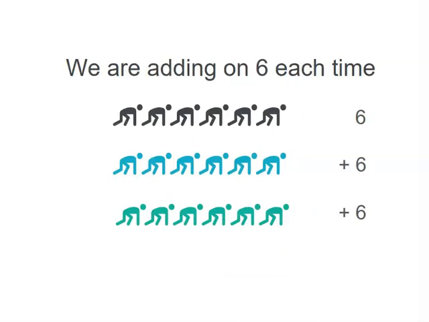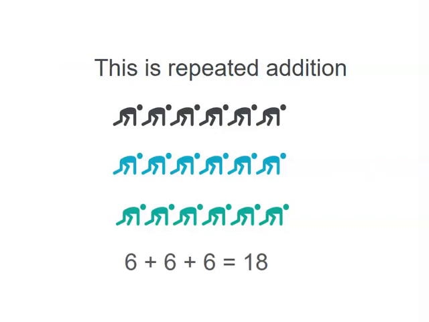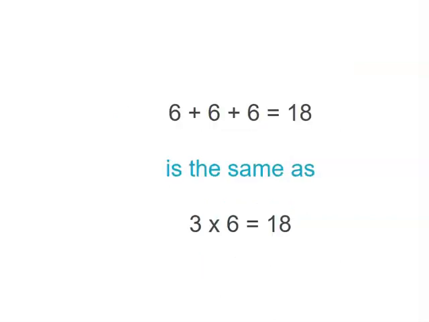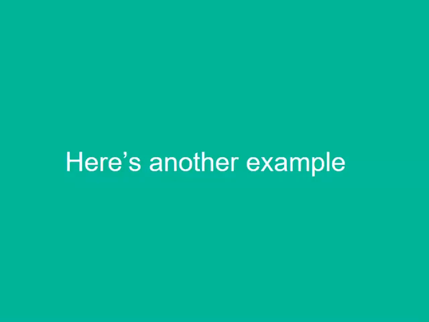6 plus 6 more equals 12, plus 6 more equals 18. This is repeated addition because we're repeating the same number, adding on each time. 6 plus 6 plus 6 to give us 18. So 6 plus 6 plus 6 is the same as 3 multiplied by 6, which equals 18.